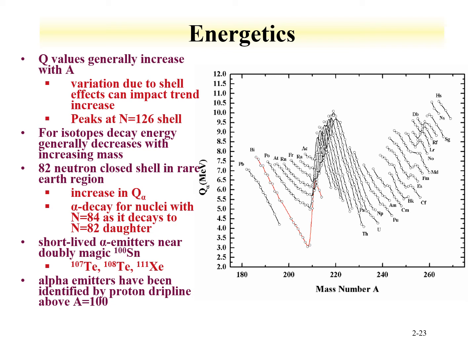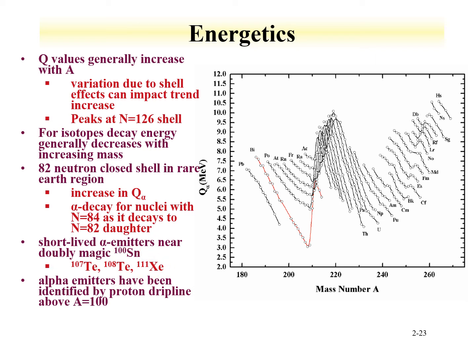There are also some shell effects that we see with this Q value. We see peaks at N of 126. We also see that there's alpha decay near the 82 neutron closed shell, which is found in the lanthanides. We get an increase in the Q value there since we get an increase in the alpha decay energy. The alpha half-life decreases so that we can start to see some competition between alpha decay and other modes of decay. There's also some short-lived alpha emitters near doubly magic tin-100, and you can examine this on the chart of the nuclides. Look at some of the isotopes that are listed here.